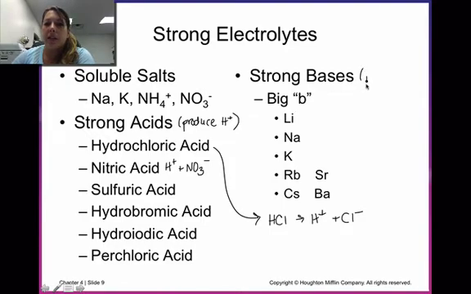Strong bases are going to produce hydroxide ions. So when we're talking about a strong base, we're talking lithium hydroxide, sodium hydroxide, potassium hydroxide. And I listed them in this order because if you look at your periodic table, they make up kind of a B shape, just how they appear on the periodic table. So it's kind of an easy way to remember what the strong bases are.